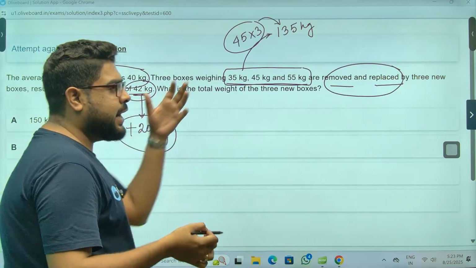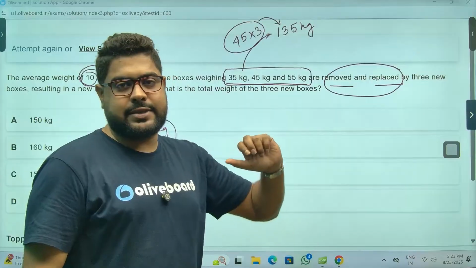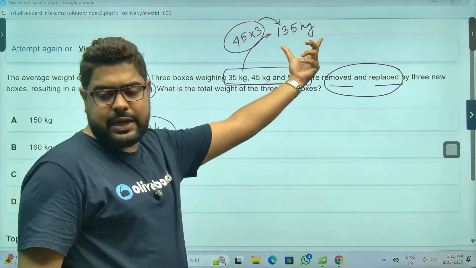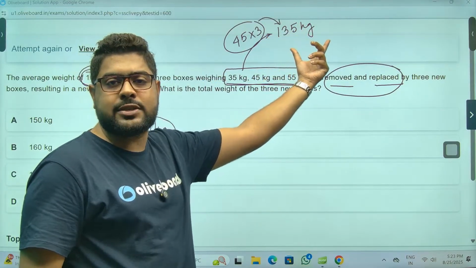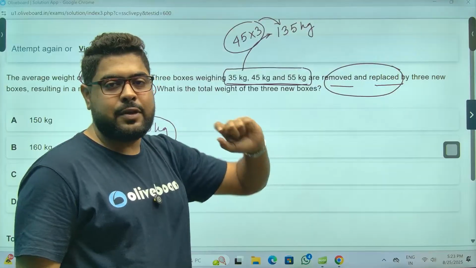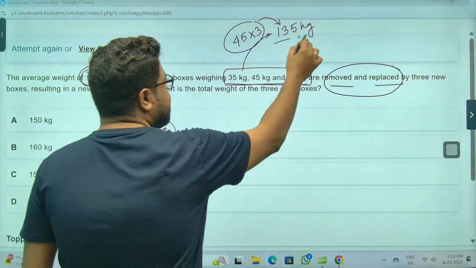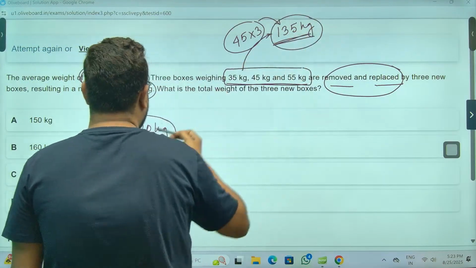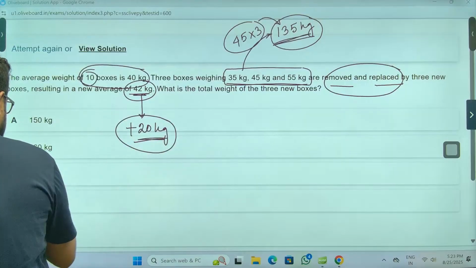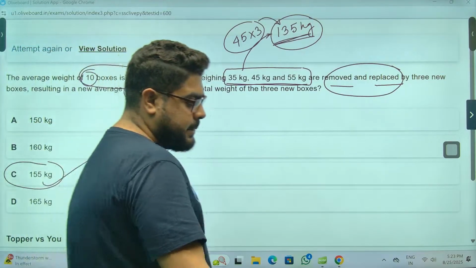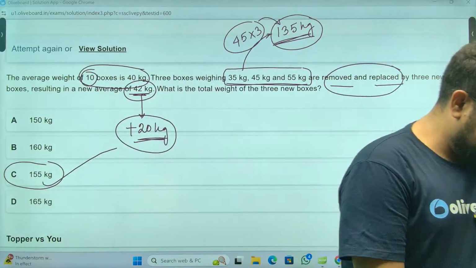So total weight of the new 3 boxes has to be 20 kg more than the weight of the removed boxes. Then only the average will go up. So that means my answer, the new boxes weight will be 135 plus 20, meaning 155. You see that is there in option C. That is there in option C, sir.